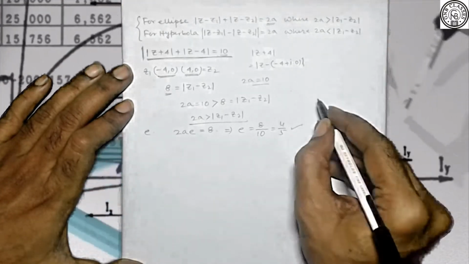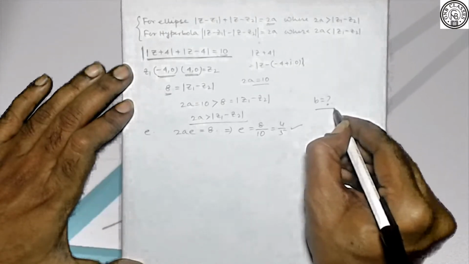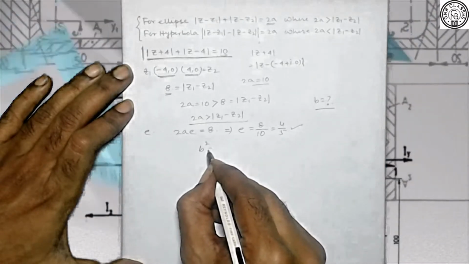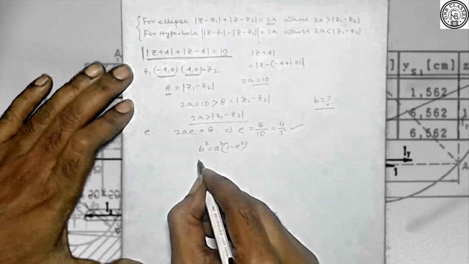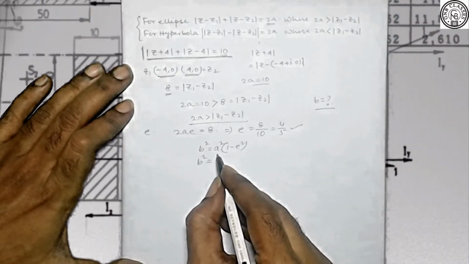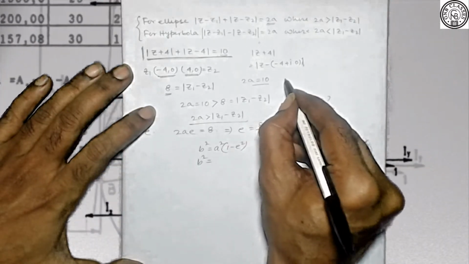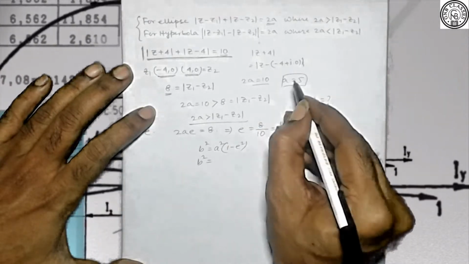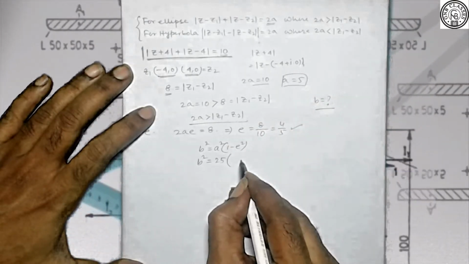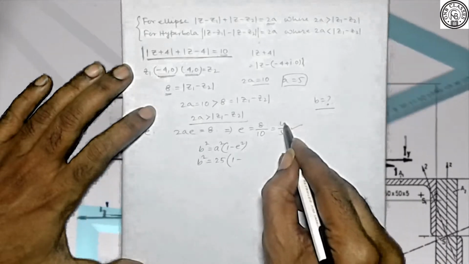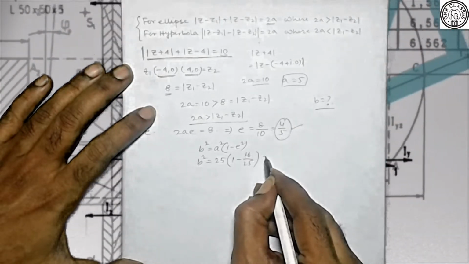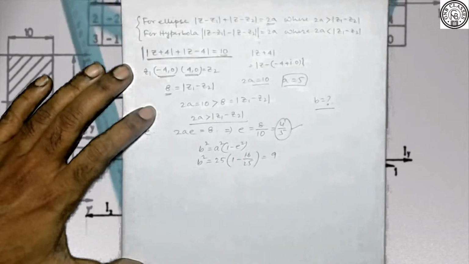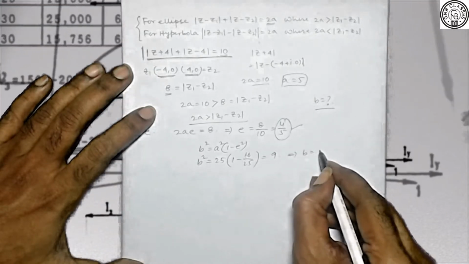Okay. So if I want to find out what is b, how can you find out? We know that b square equals a square into 1 minus e square. So b square will be what? A square is how much? A is nothing but 5. So if a is 5, it is 25. 1 minus e square is how much? E is 4 by 5. So simply plug in. So 1 minus 16 by 25 gives us 9 by 25, so b square is 9. Okay. So b is nothing but 3 only.